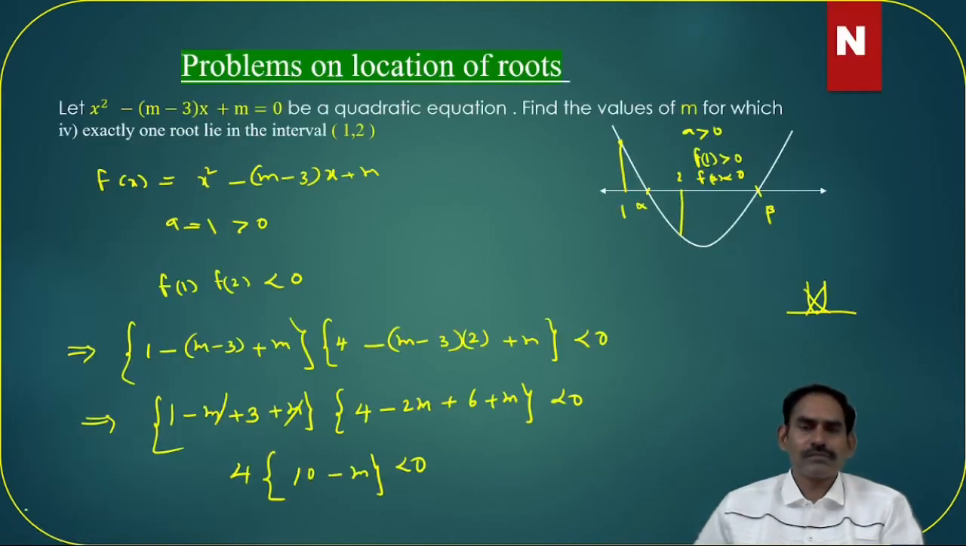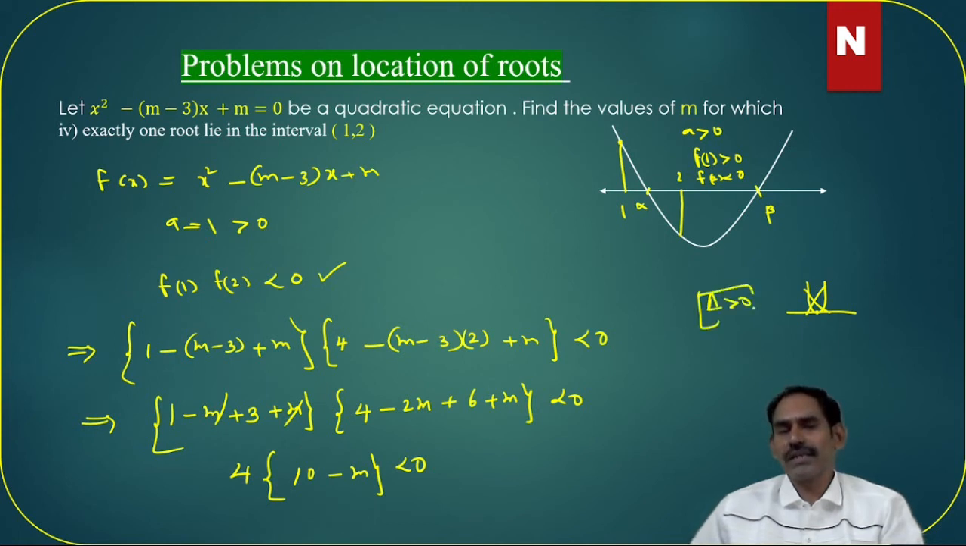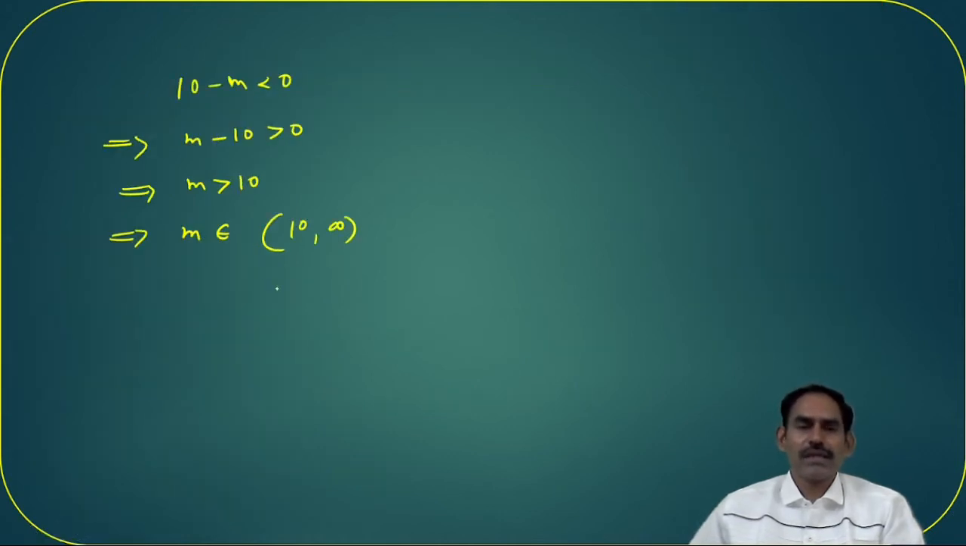Here listen. Need not take the discriminant also here. Why? One root is already there. f of 1 into f of 2 less than 0 means f of 1 is positive and f of 2 is negative, which means the graph exactly meets the x-axis at one point, clear. It meets at alpha. Why? f of 1 positive, f of 2 negative means the graph meets the x-axis. That's why this equation is enough. Need not take discriminant greater than 0 once again. Okay, that's why our range is m belongs to 10 comma infinity.